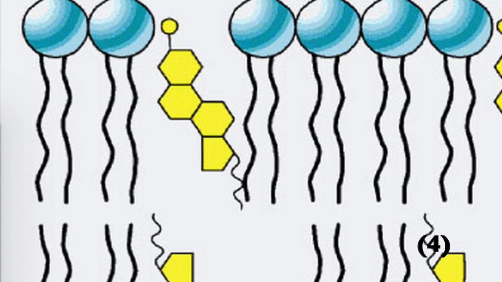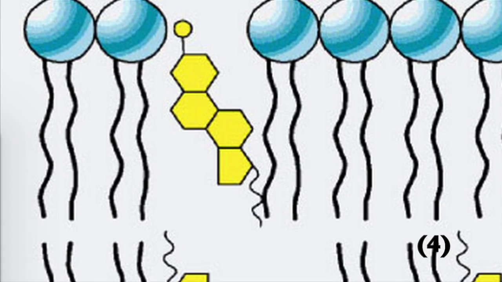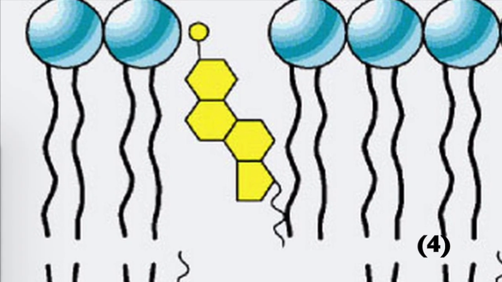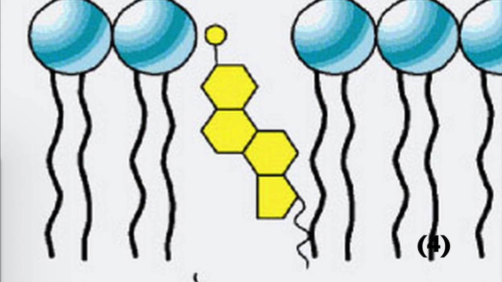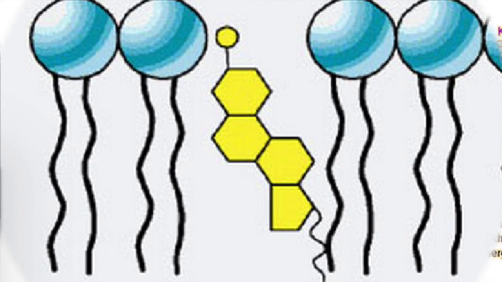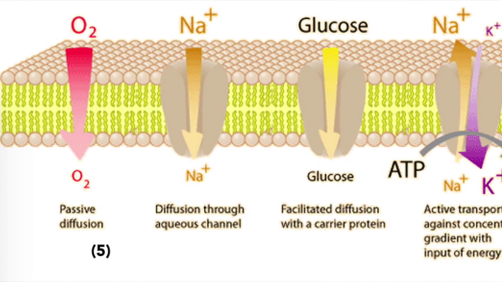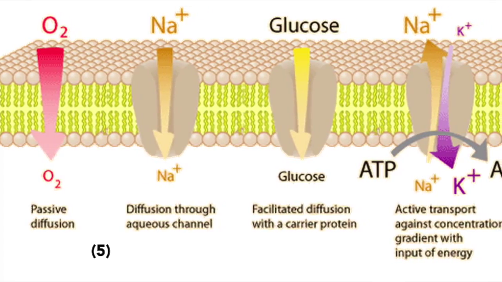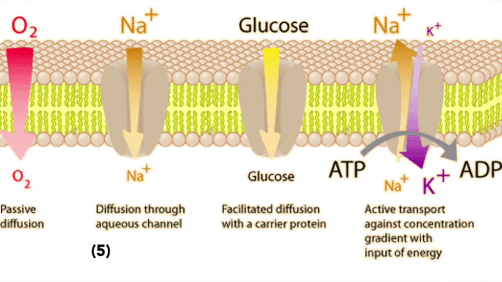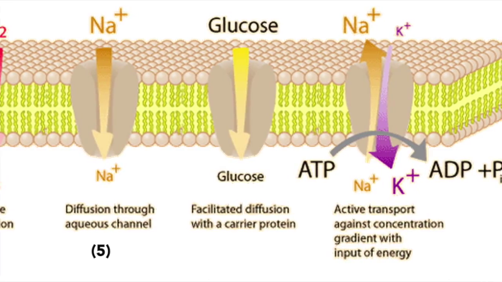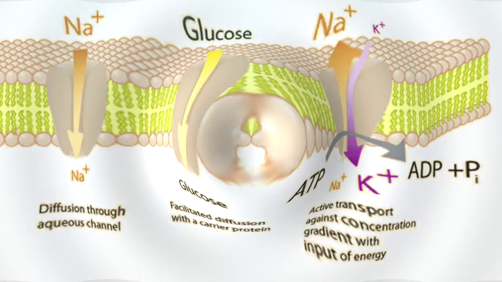Cholesterol stiffens the membrane by connecting phospholipids and reduces fluidity at moderate temperatures by reducing phospholipid movement. The function of the cellular membrane includes the passive and active transport of molecules such as osmosis and diffusion.